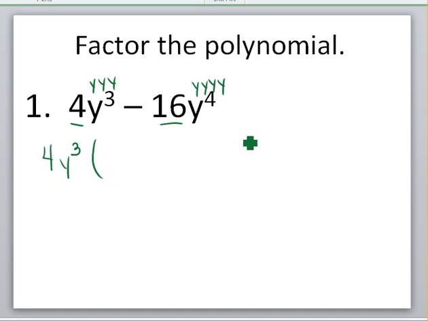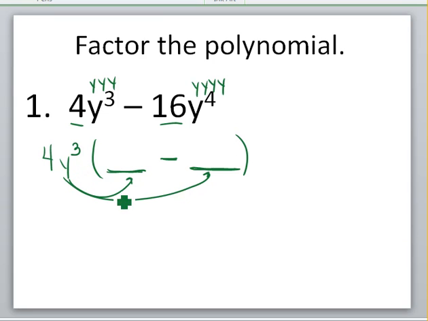Then what we're going to do is make a set of parentheses, because actually what we're doing when we're factoring is like backward distributing. So if I was to distribute this through to this set of parentheses, I would get back to the exact same problem that I just started with. So I'm really now asking myself, I'm going to fill in these blanks. I'm going to fill in a blank here, and then it says minus a blank here. So let's fill in our blanks.